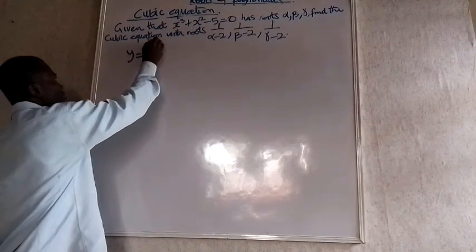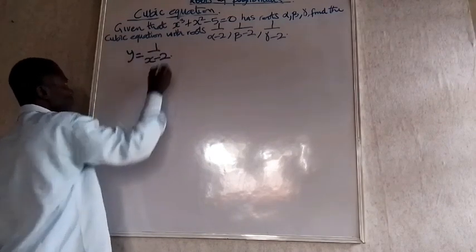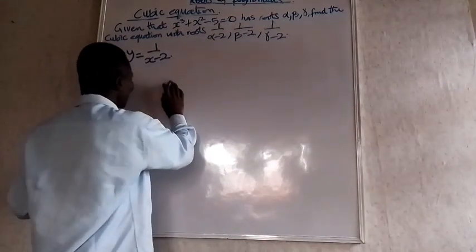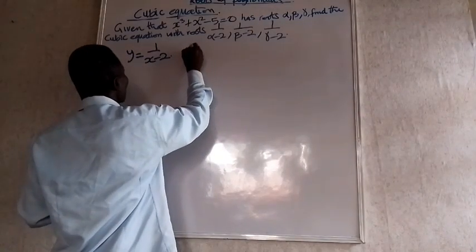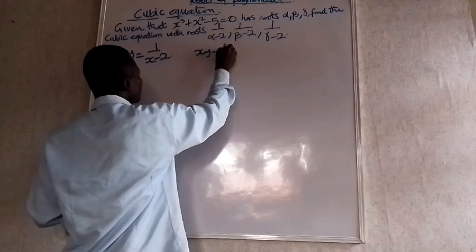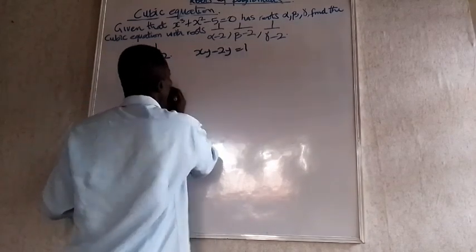Y equals 1 over x minus 2. So what is x now? We make x the subject of this formula. So we now make it like this: xy minus 2y is equal to 1.